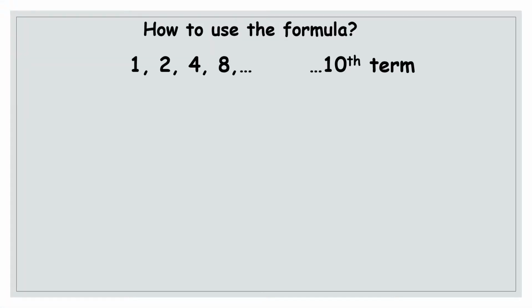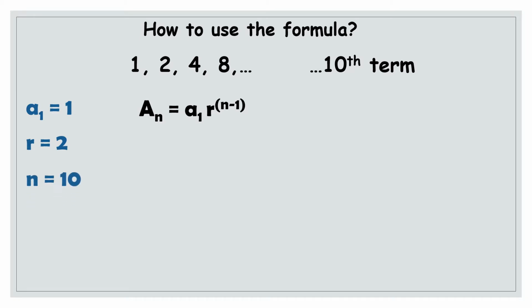Let's say you want to solve for this one: 1, 2, 4, 8, and you're looking for the 10th term of the sequence. Instead of writing down every term, you can simply use the formula a sub n equals a sub 1 times r raised to n minus 1. Before we can use this, you have to identify first the variables in the given general rule. The a sub 1 is the first term, so for this one it is 1. The r is 2, which is the common ratio. Then n is equal to 10, which is the position of the missing term, a sub n.